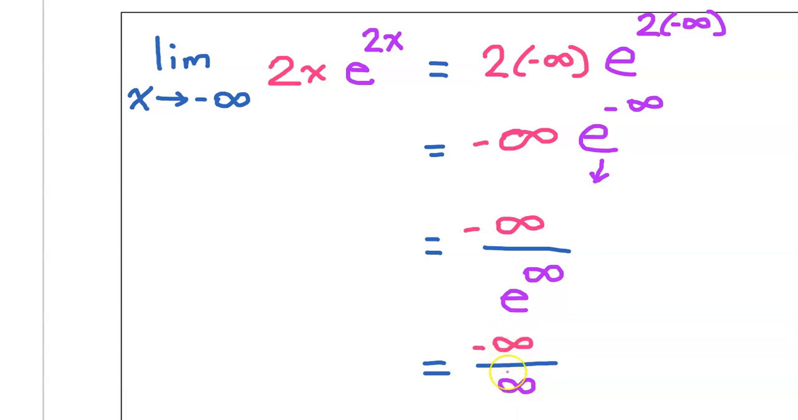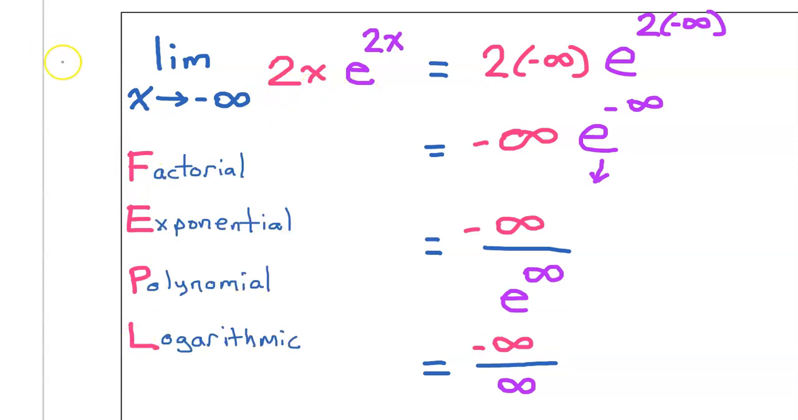But all infinities are not created equal. We use the acronym FEPL to help us remember which expressions grow faster. These letters stand for factorial, exponential, polynomial, and logarithmic. FEPL ranks these types of expressions from fastest to slowest growing as we approach infinity or negative infinity.